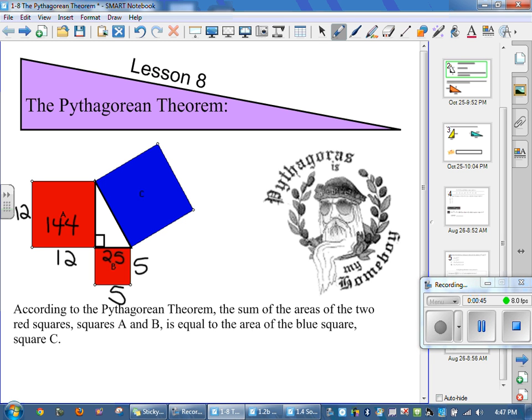Now, if I take those areas and add them together, that's going to give me an area of 169 over here. If I square root that, I'm going to get my side lengths. I square root that, and it's going to give me 13. So that means that 5 squared plus 12 squared is going to give me 13 squared. Okay? Let's see how this actually works. You've been working on this for a couple of years. This is just a review.